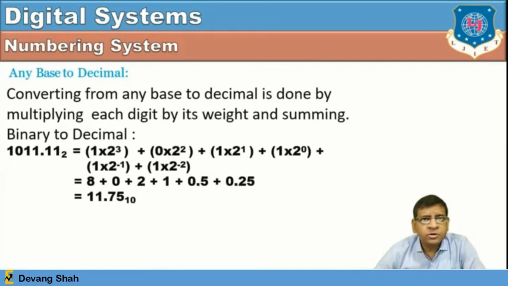into a decimal number. So this way we can convert any binary number into a decimal number. The method is the same. Converting from any base to decimal, not only binary, is done by multiplying each digit by its weight and summing. Binary to decimal: here the binary number given is 1011.11, and you have to convert it into a decimal.